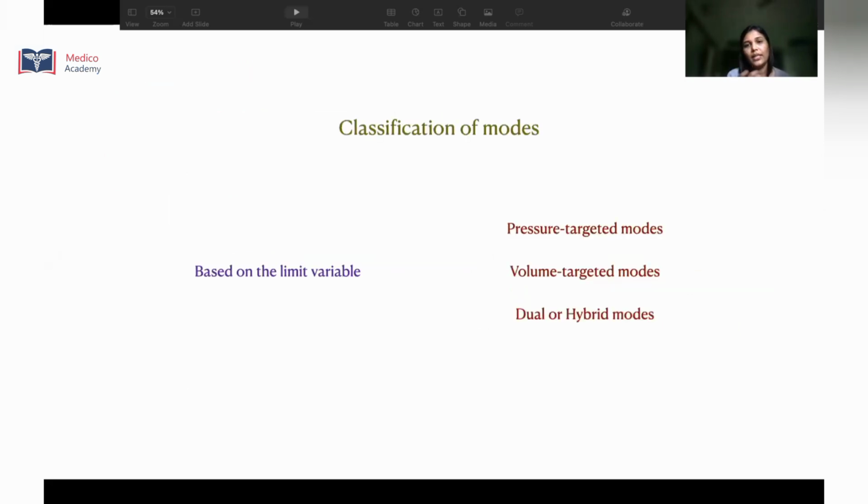So now, how do you classify the various modes that are available? A very simple way of classifying modes is based on the limit variable. What is the limit variable of that particular mode? If it's a pressure, that is the limit variable, then it's a pressure targeted mode. If it's volume, that is a limit variable, then it's a volume targeted mode. If you can use both pressure and volume as the limit variables in certain newer modes, then they are dual modes or hybrid modes. So basically, we can classify modes based on the limit variable.